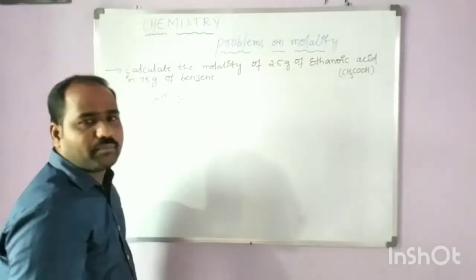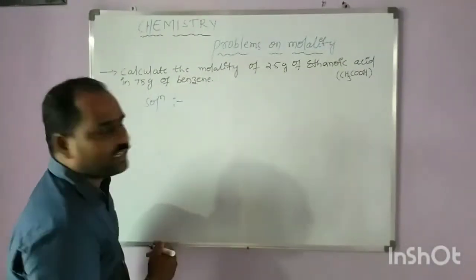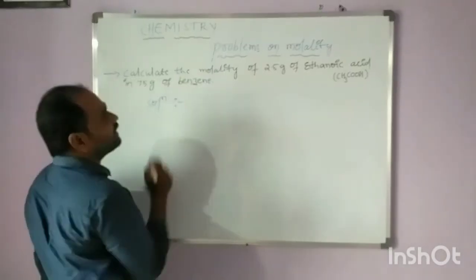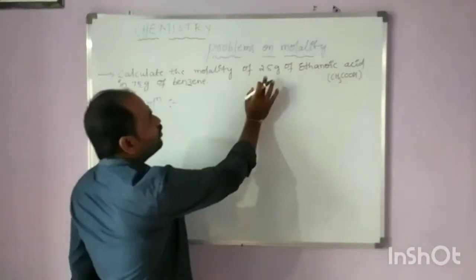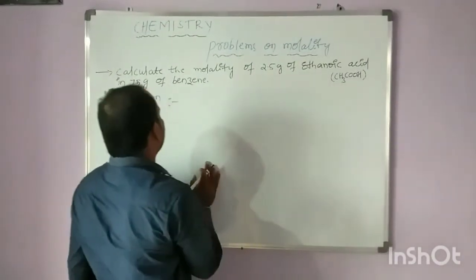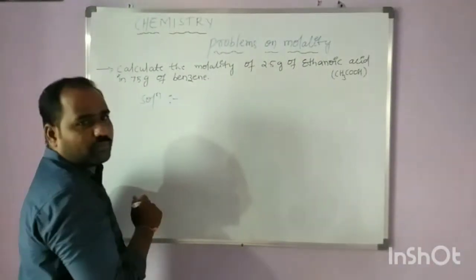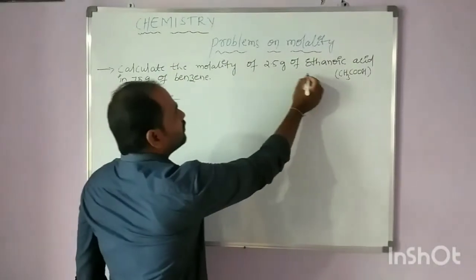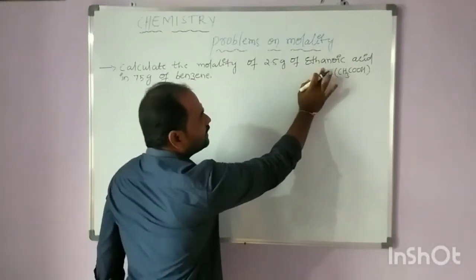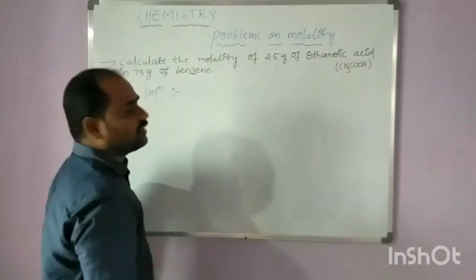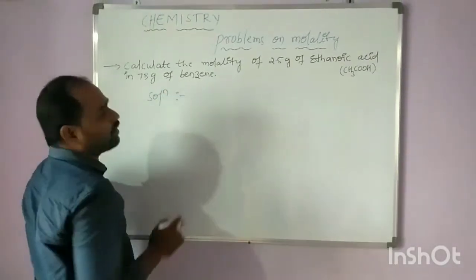The first problem based on the concept of molality is: calculate the molality of 2.5 grams of ethanoic acid in 75 grams of benzene. In the given problem, 2.5 grams of ethanoic acid is present in 75 grams of benzene. Ethanoic acid is nothing but acetic acid.